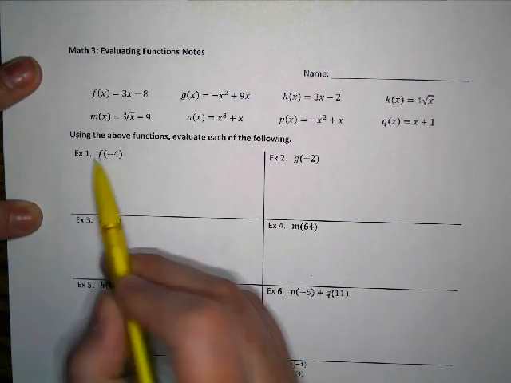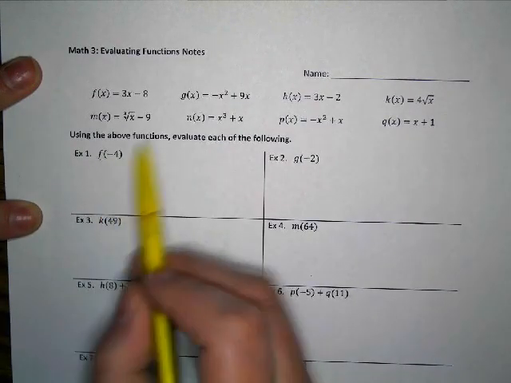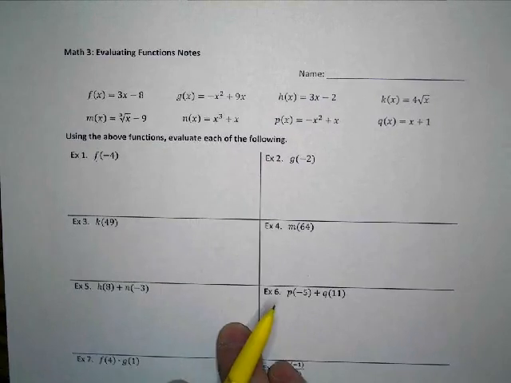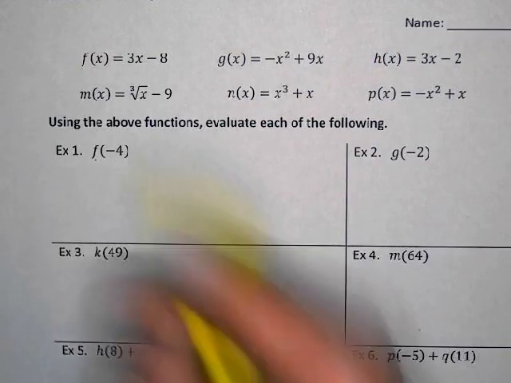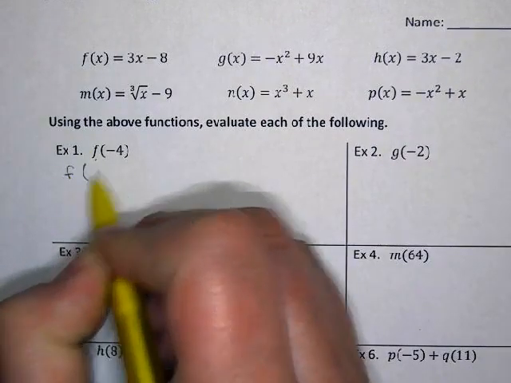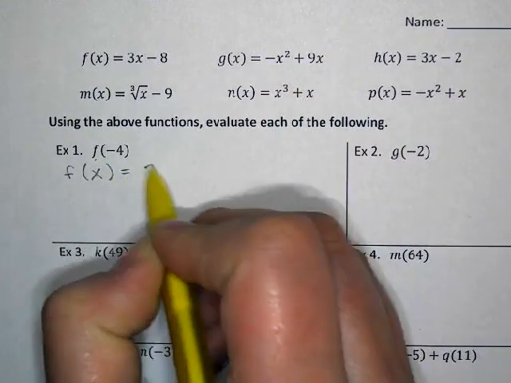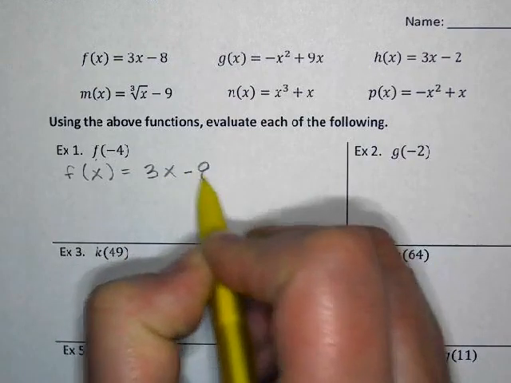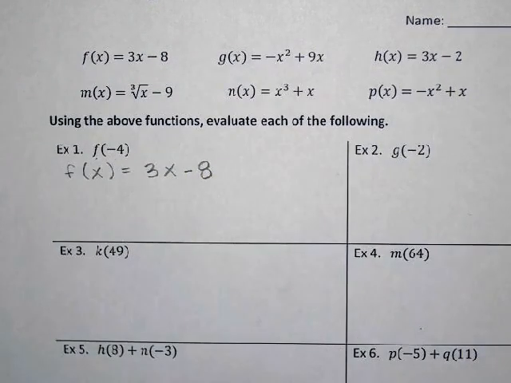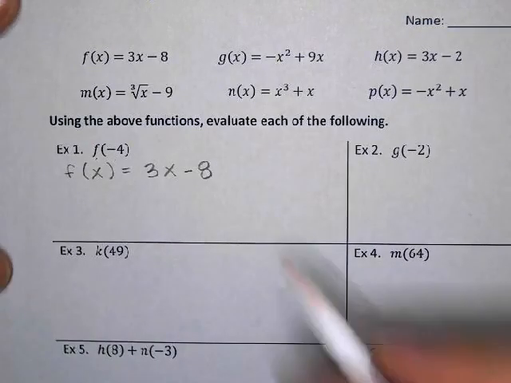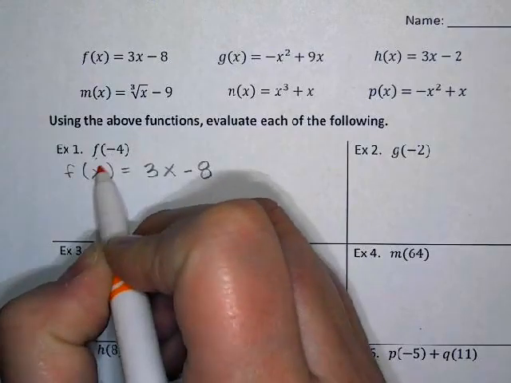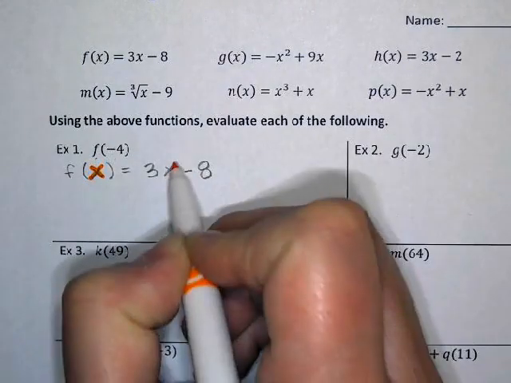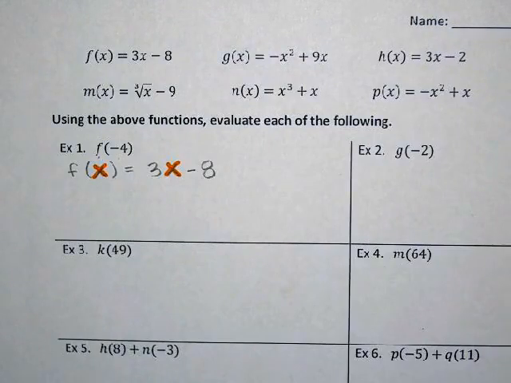So it says f is the function that we're plugging it into. -4 is the number that we're going to be plugging in. So I'm going to go ahead and write down the function. I'm going to say f of x is 3x minus 8. And then what I'm going to do is I'm going to use my marker to write down where I'm plugging in the -4. So -4 is written where the x is, and then the x is over here. So that is where I'm going to be plugging in my -4.